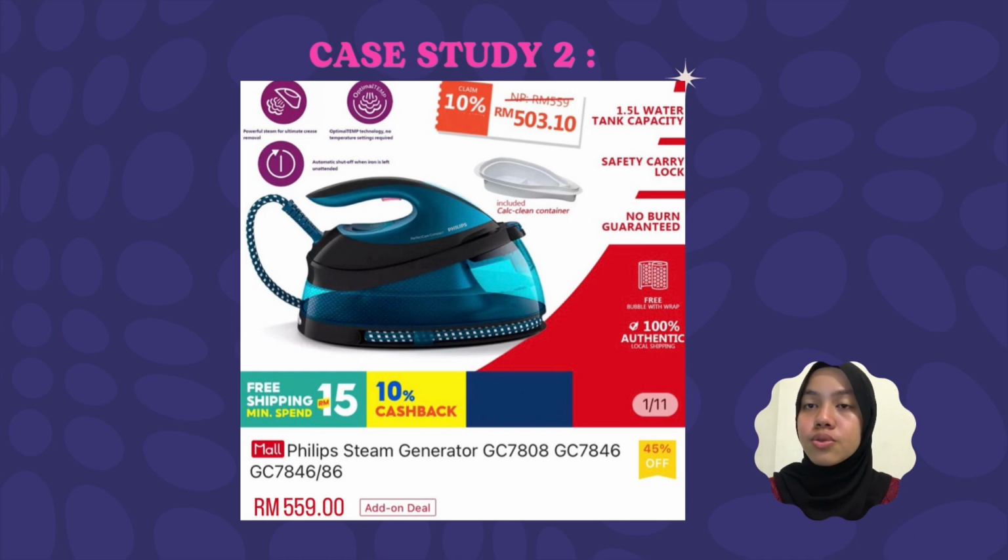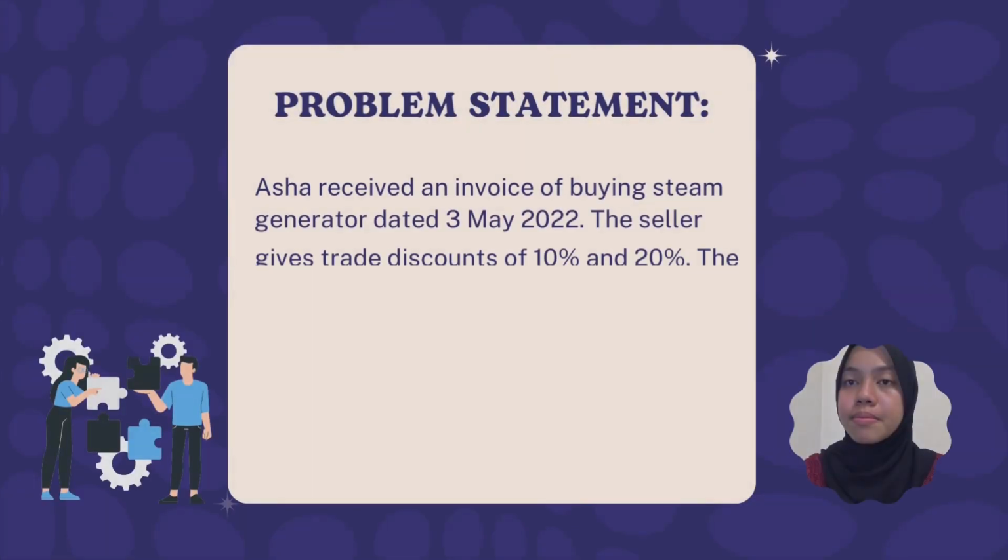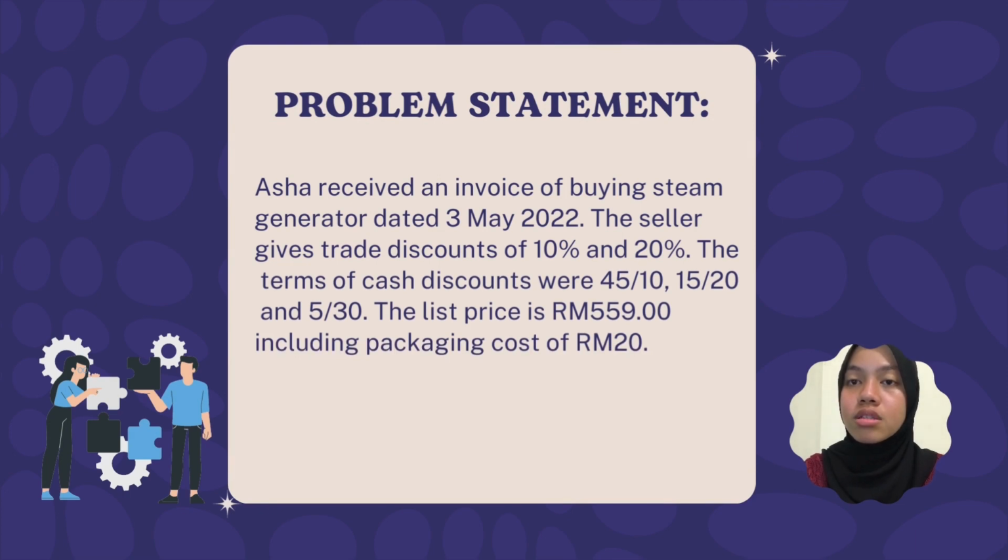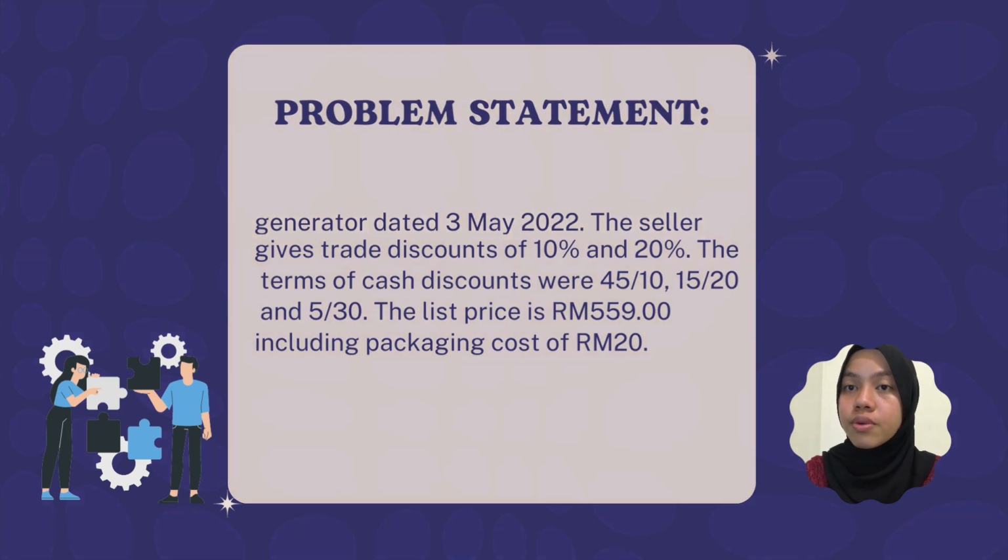For case study 2, we have chosen a Philips steam generator. Here's the problem statement. Asha received an invoice for buying a steam generator dated 3rd of May 2022. The seller gives trade discounts of 10% and 20%. The terms of cash discount were 45% within 10 days, 15% within 20 days and 5% within 30 days. The list price is 559 ringgit, including a packaging cost of 20 ringgit.